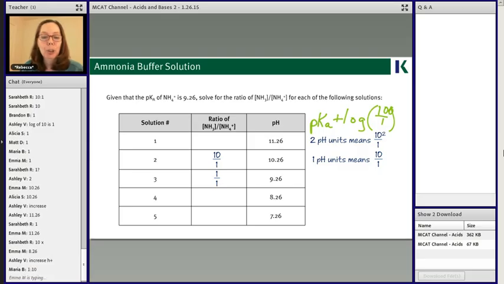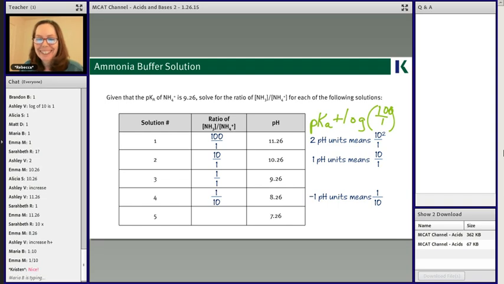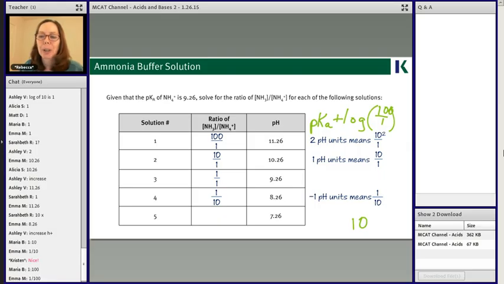Ashley says we've increased the acid. Yeah, now we have a 1-to-10 ratio. Excellent. And if we've dropped 2 pH units, what's our ratio now? Think in terms of exponents. Yeah, it's 1 to 100. It's 10 to the second. Excellent. That's what Henderson-Hasselbalch tells you. That's what this equation is about.